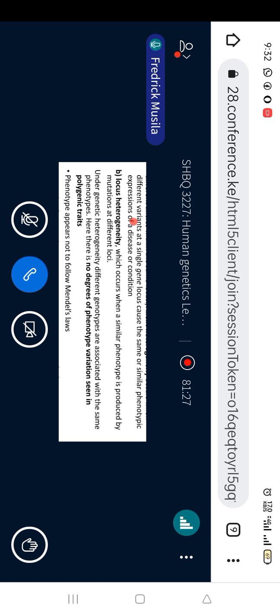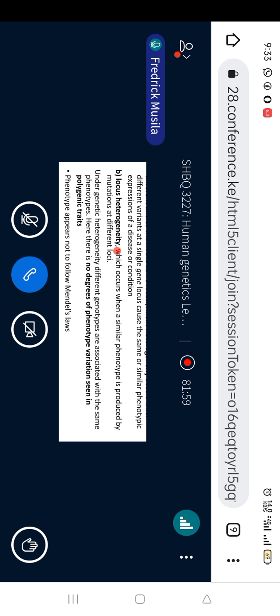So it occurs when different variants of a single gene locus cause the same or similar phenotypic expression of one disease or condition. Whether you carry the recessive, and maybe your brother or your sister carries the dominant, you still display the same phenotype, because we're only focusing on that particular locus and the genes determined by that locus. Whether you have the dominant or the recessive gene, we still display the same phenotype.